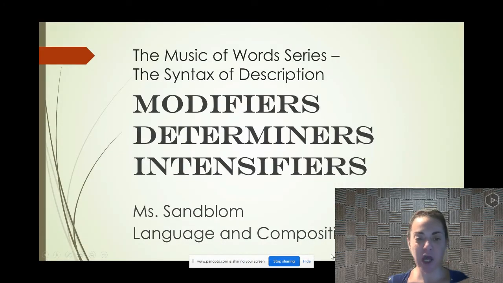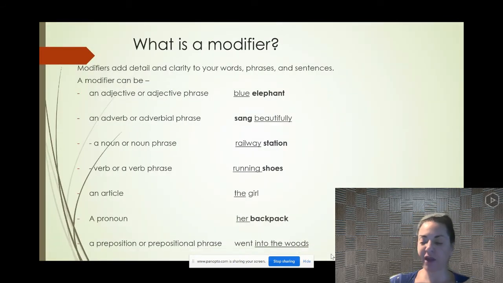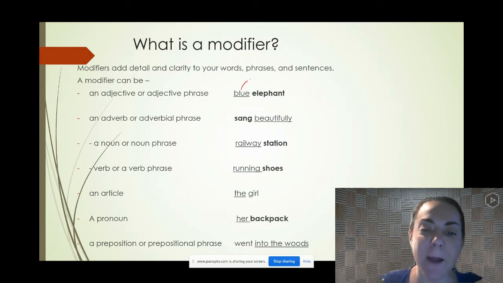Hello. Today we're going to talk about modifiers, more specifically determiners and intensifiers. Let's get started. What are modifiers? So we know that adjectives modify nouns, the blue elephant. We know that adverbs modify verbs, beautifully sang.